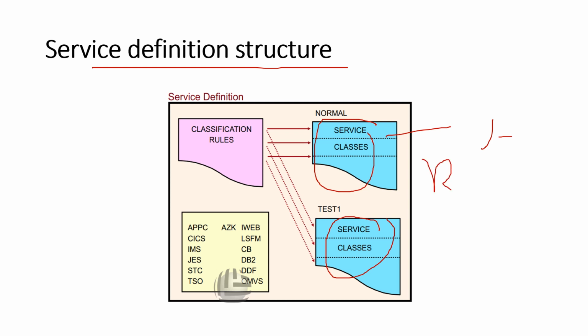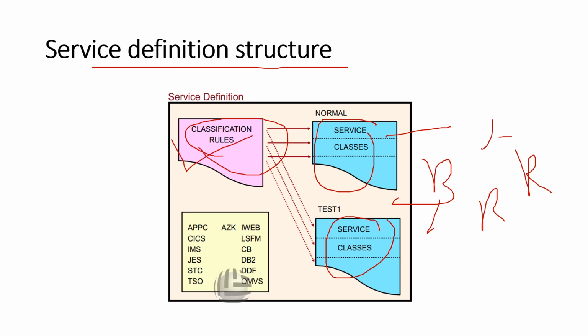Business importance, resource requirements of the management, and reporting the process, all this is done by the service class. Next is the classification rule. Classification rules determine how to assign incoming work to a service class.